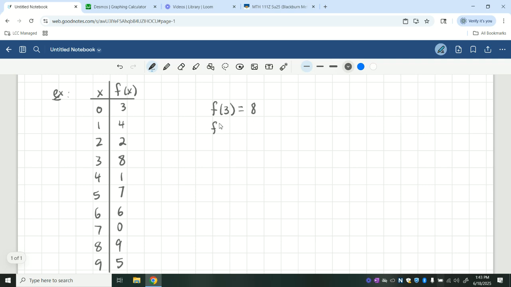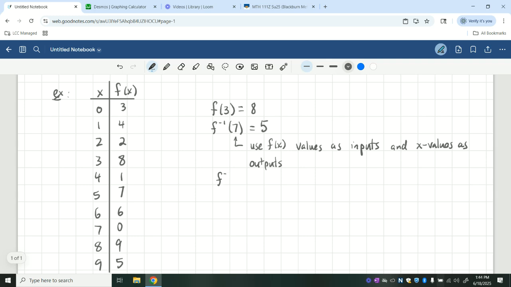What if I ask you f inverse of 7? So let's talk about what that really means. This means use f of x values as inputs and x values as outputs. So we're going to go down the f of x list and look for 7. So you go down here to the f of x list, look for 7 right there. The x value that gave us 7 was 5. So f inverse of 7 equals 5.